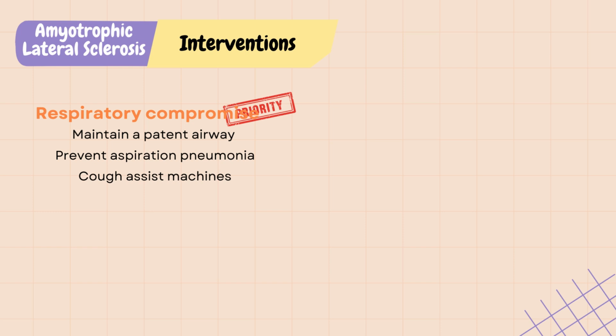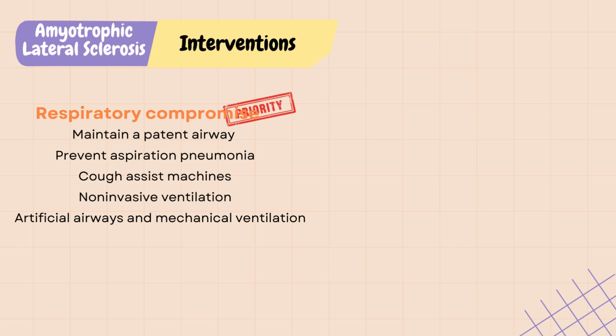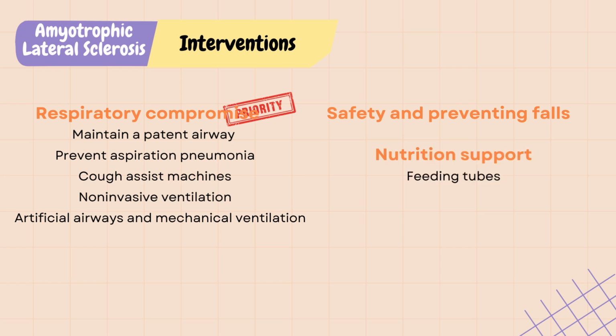There are cough assist machines that simulate a natural cough by applying positive pressure to inflate the lungs and use a vacuum-like suction to pull the phlegm. Non-invasive ventilation may be needed to reduce the work of breathing through a mask to prevent or manage hypercarbia and hypoxemia. As the disease progresses, artificial airways and mechanical ventilation may be life-sustaining. Safety and preventing falls are the next priority. Nutrition support such as feeding tubes may be needed. Involvement of speech therapists for strategies to speak.